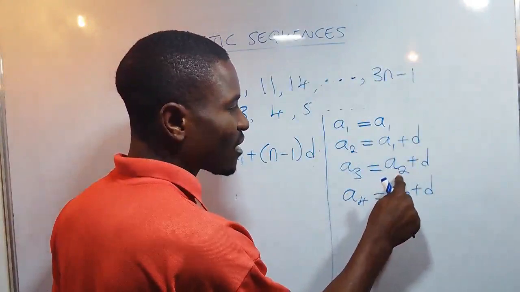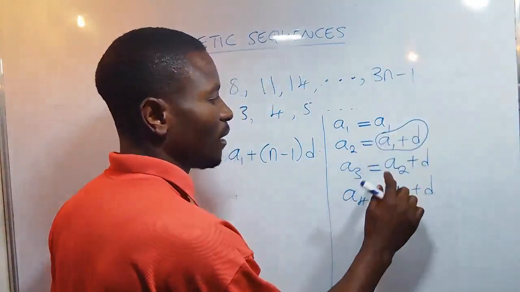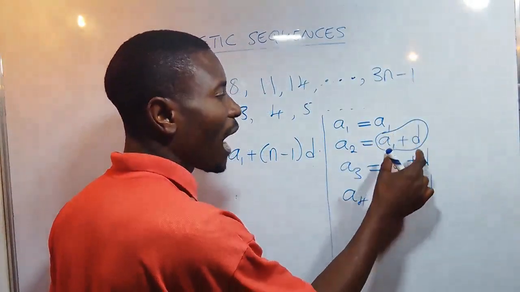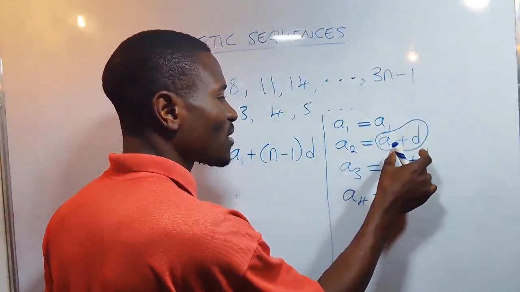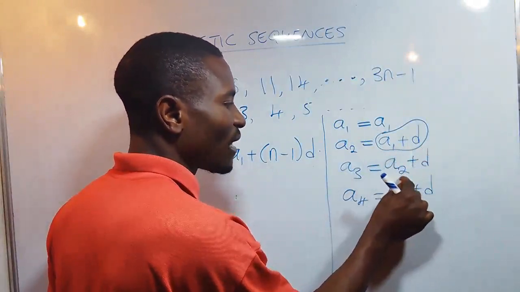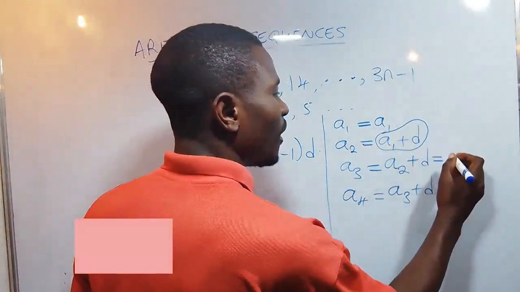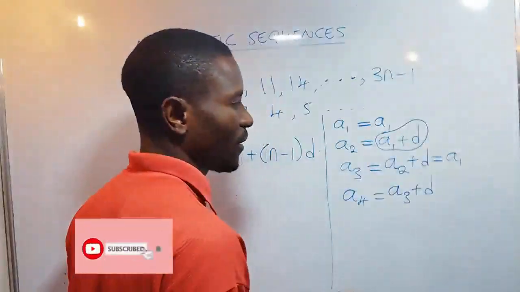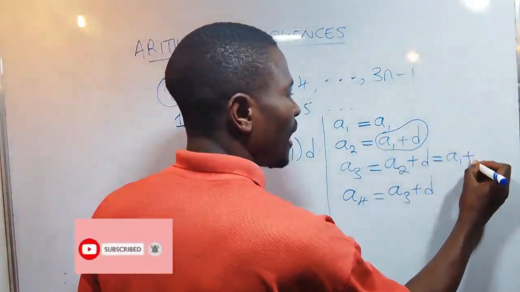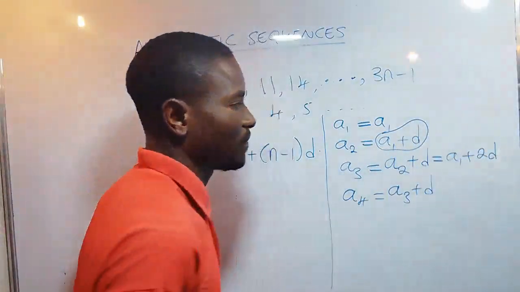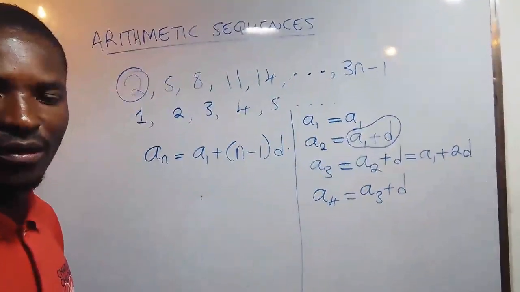I know that A2 equals to this, okay. A2 equals to, so I'm going to actually replace this with A1 plus D where there is A2. And this is just going to be A1, okay, A1, then D plus D, which is 2D, okay. I hope you guys are following, okay.